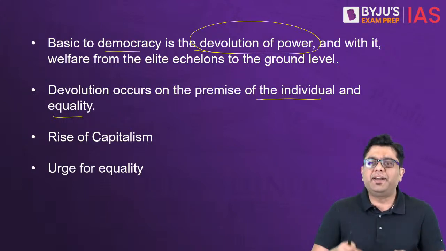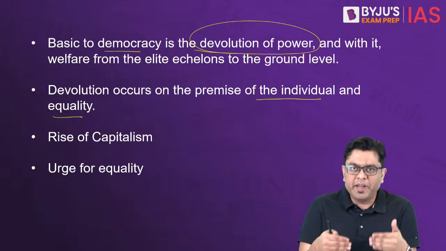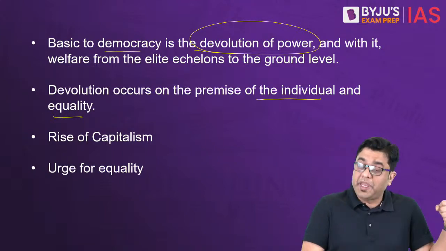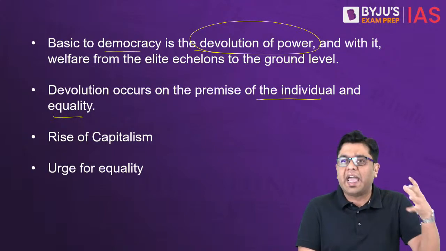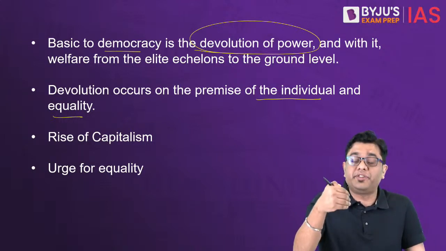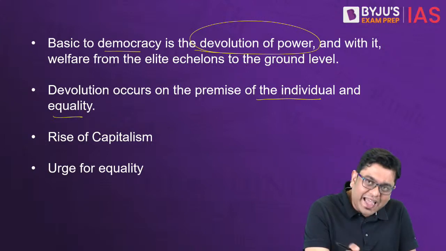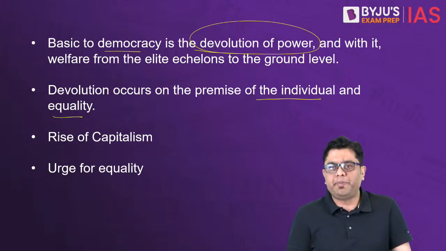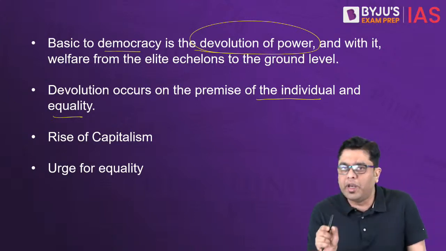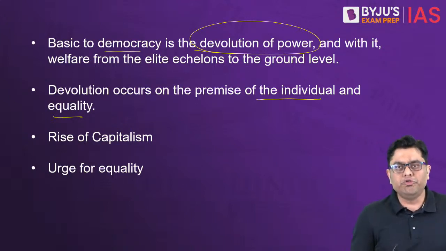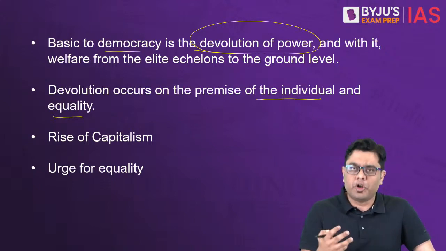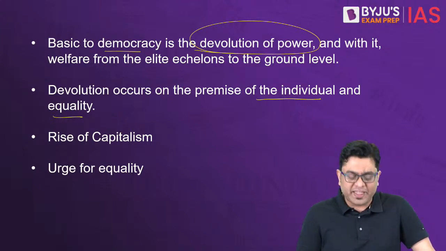The moment you start trusting the citizens, the moment you start trusting the society and the individuals to be capable enough to carry out their electoral responsibility, that is when you give them some decision-making powers as well. And that in itself is devolution of power. So unless and until individual-based equality is paid attention to, democracy is a mere futile exercise. It will not be implementable in the true sense.